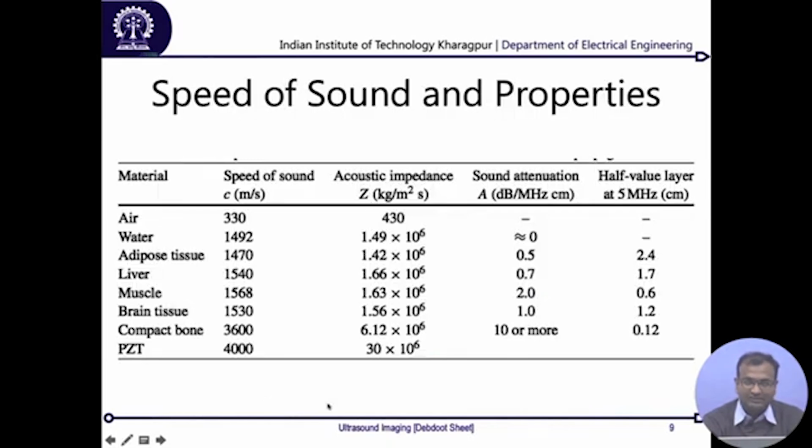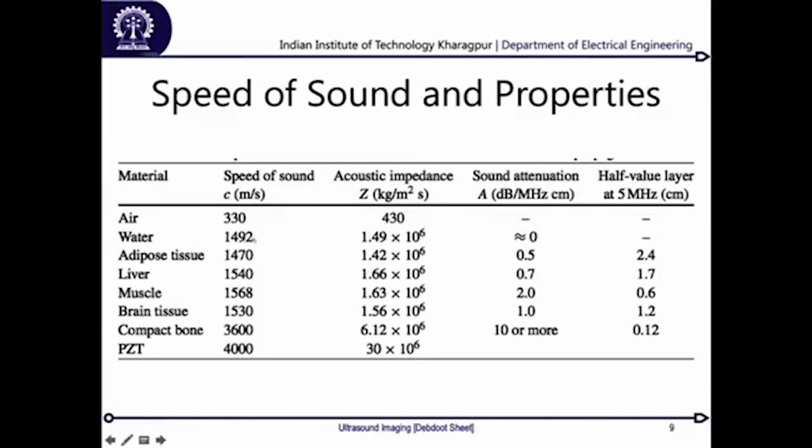Some important things from the perspective of understanding medical image analysis are the speed of sound and its properties. Everybody knows the speed of sound in air is 330 meters per second. But as you go into denser media, the speed of sound increases. In water it is 1492 meters per second. In adipose tissue, commonly known as body fat, the part beneath your skin which keeps you warm, the speed of sound is 1470 meters per second, which is very close to water.